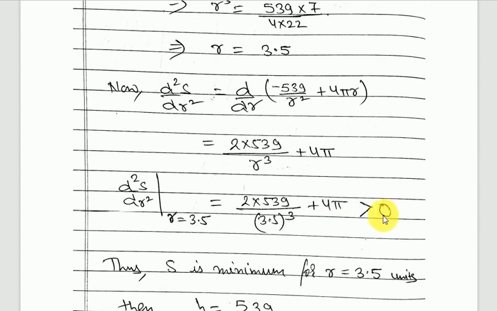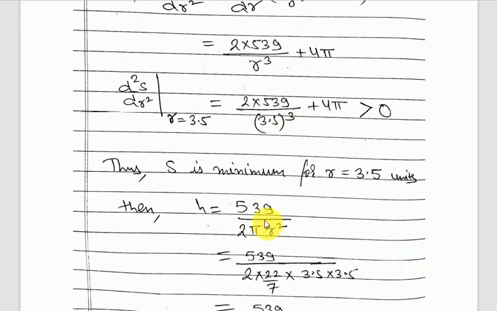That means your S is minimum when r is equal to 3.5. Thus S is minimum for r equal to 3.5 units. So the total surface area will be minimum when the radius is 3.5, for that particular cylinder whose volume is 539 upon 2.